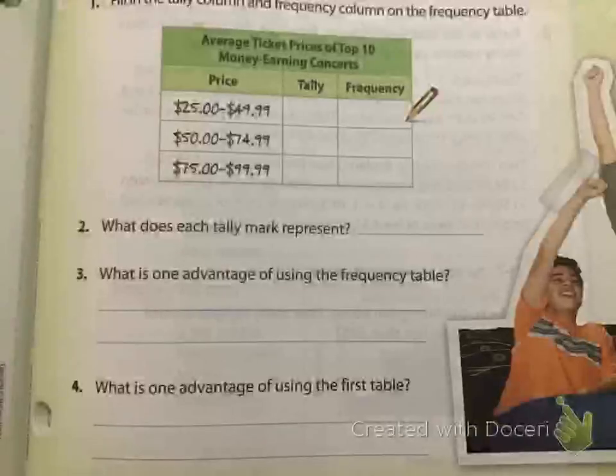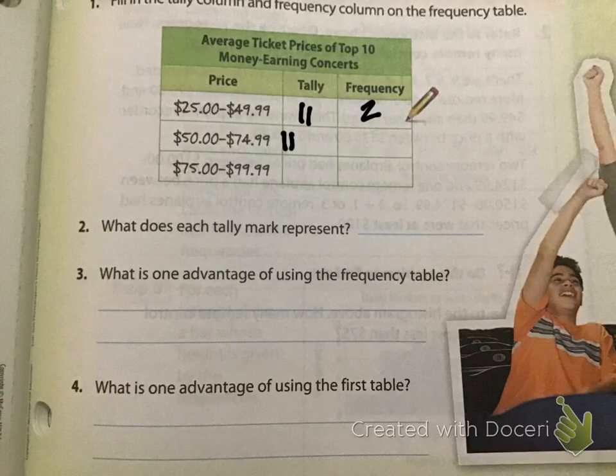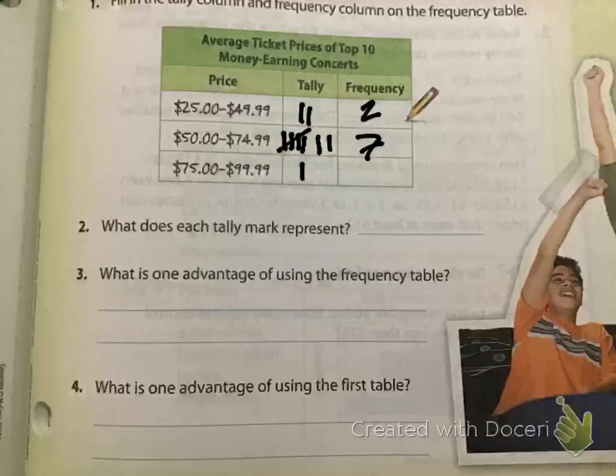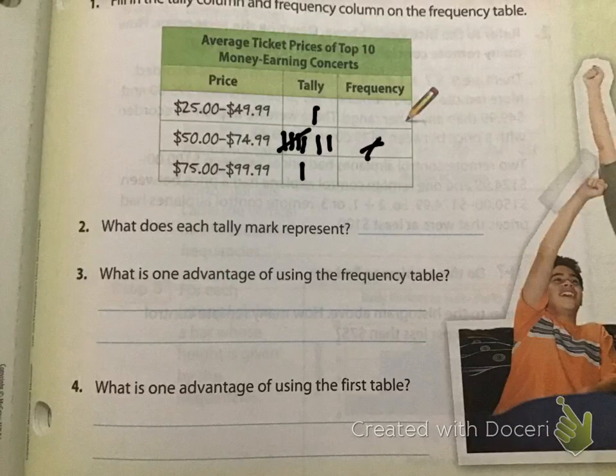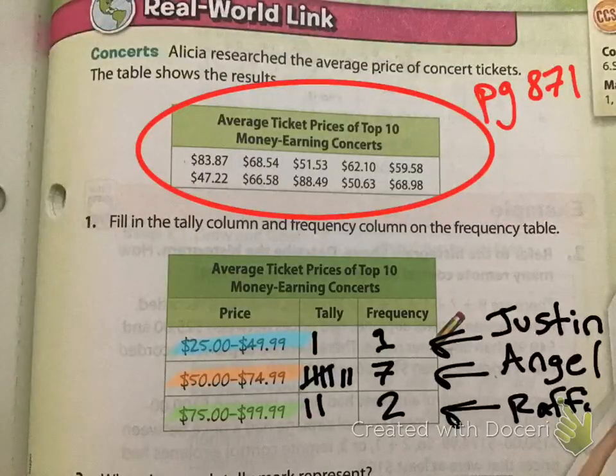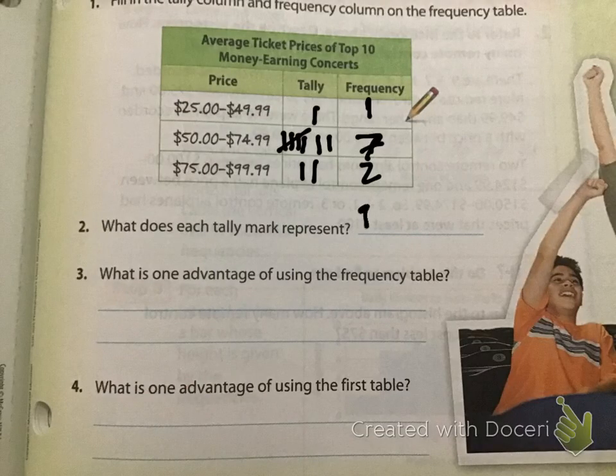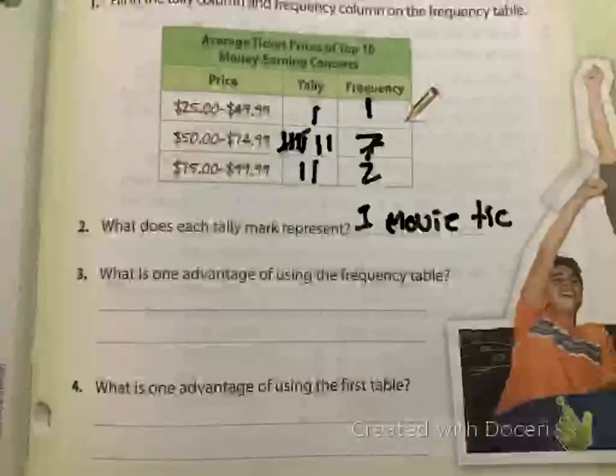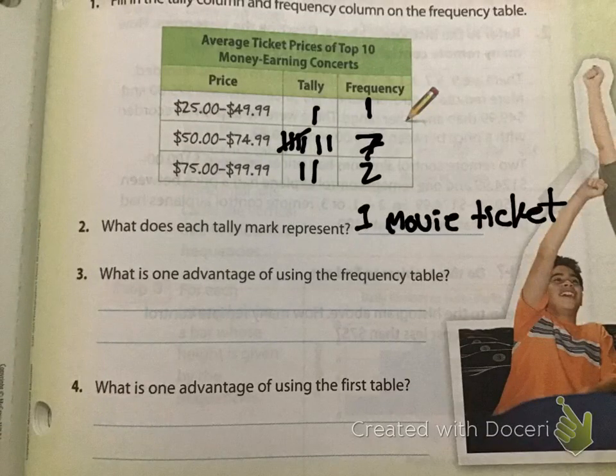Now, if I had this, 1, 2, 2, 1, 2, 3, 4, 5, 6, 7, 7, 1. Whoops, I messed up. 1, 1, and then this one's 2. What does each tally mark represent? So each tally mark is one movie ticket. We don't necessarily know what the price is, or it's a concert or whatever. One concert ticket.